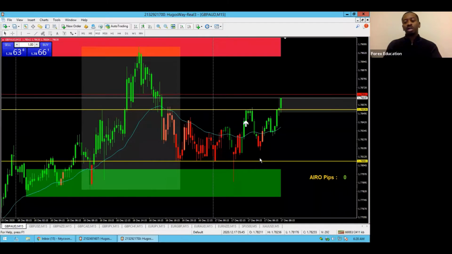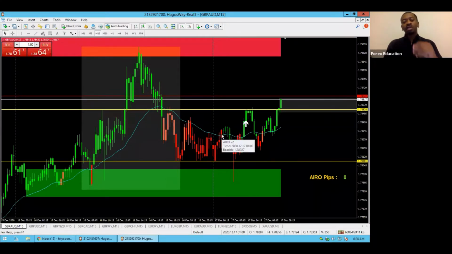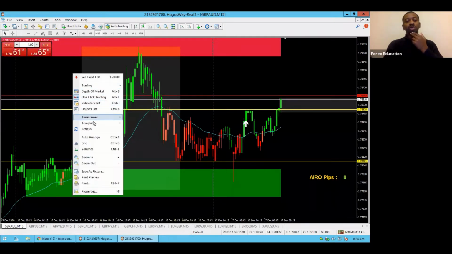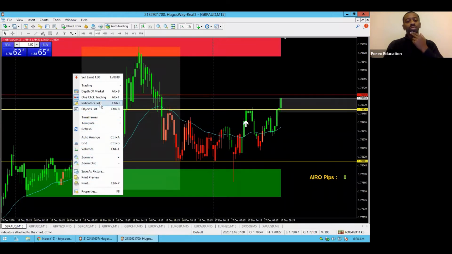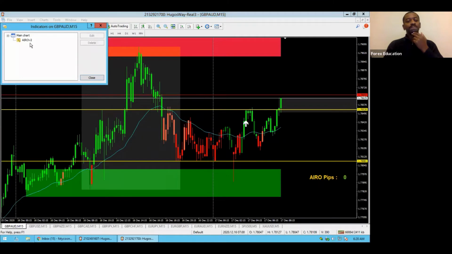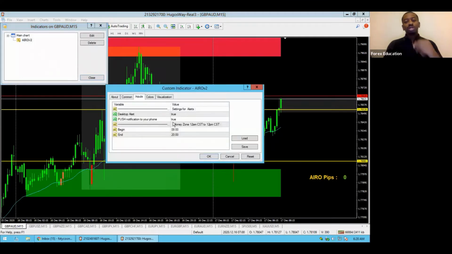All right, so that's a popular question. Let's go ahead and get it started. So the question is, how do you calculate the money zone from a time frame standpoint, for version 2? So if we go to the indicators list here, AIRO V2, you can see here the money zone, begin and end.